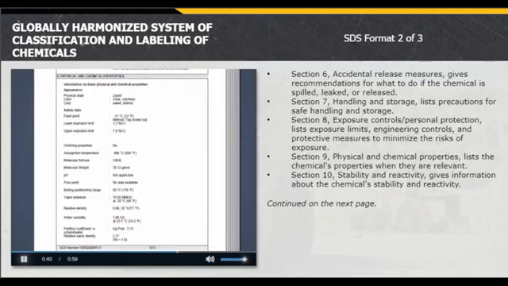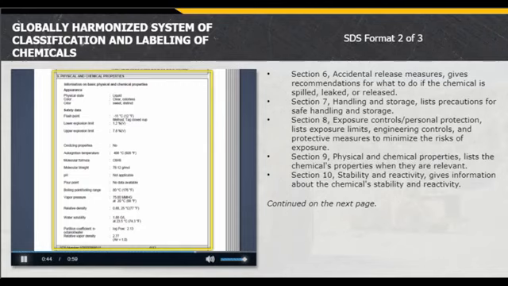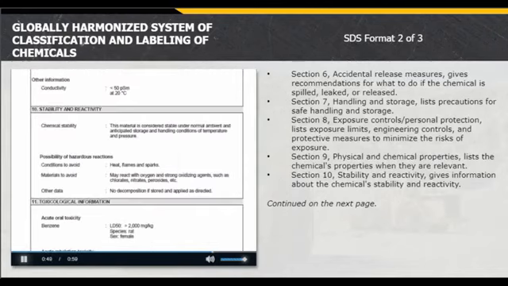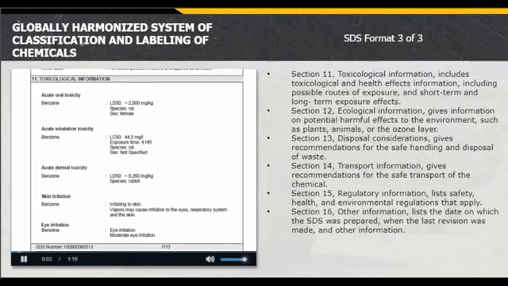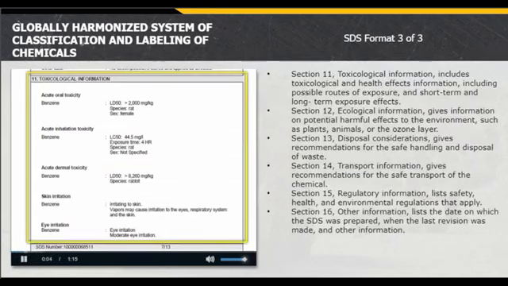Section 9. Physical and chemical properties. Lists the chemical's properties when they are relevant. Section 10. Stability and reactivity. Gives information about the chemical's stability and reactivity. Section 11. Toxicological information. Includes toxicological and health effects information, including possible routes of exposure, and short-term and long-term exposure effects.